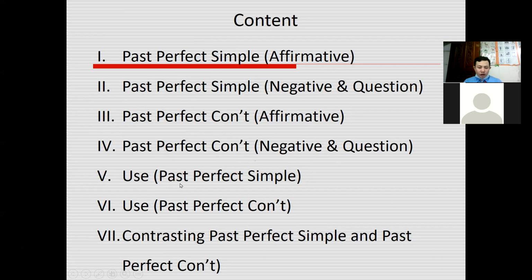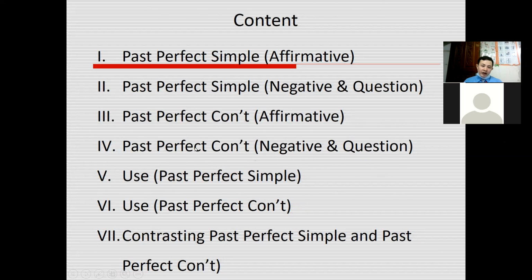Number 5 about the use of past perfect simple. Number 6 about the use of past perfect continuous. And number 7 is about comparison between the two tenses, between the past perfect simple and past perfect continuous. How are they different and how are they the same?